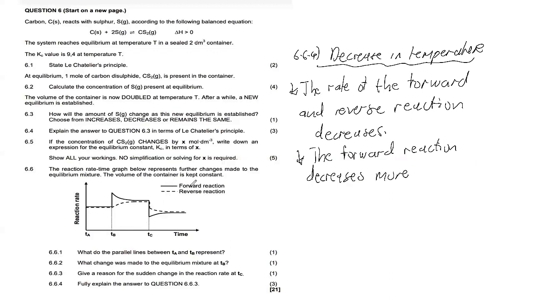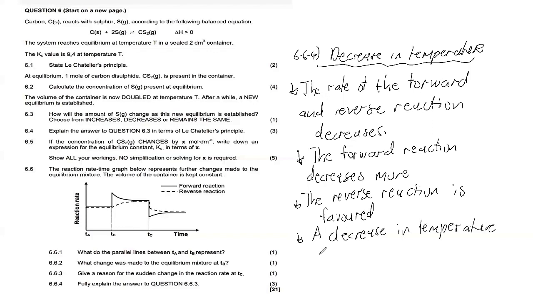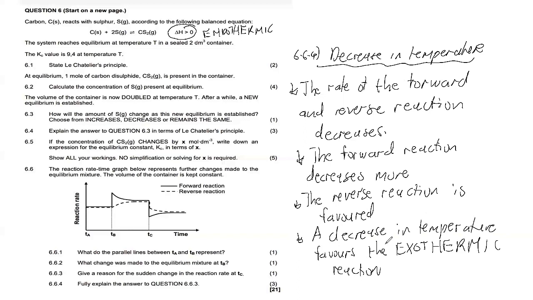Now, note we are given here, the forward reaction is the bold line here, and then the broken lines are the reverse reaction. We can see the forward reaction dropping more than the reverse reaction. Which means, in this case, the reverse reaction is the one that is favored because it did not decrease as much. The reverse reaction is favored. We know a decrease in temperature favors the exothermic reaction. Just like that we have explained.